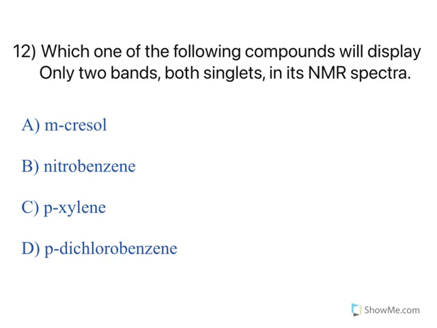Going to the next one. Now, which one of the compounds will display only 2 bands, both singlets, in NMR spectra? Now our job here is to find out 2 different kinds of equivalent protons. Let us solve one by one. Now metacresol.